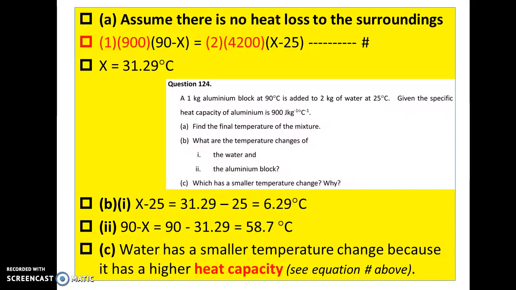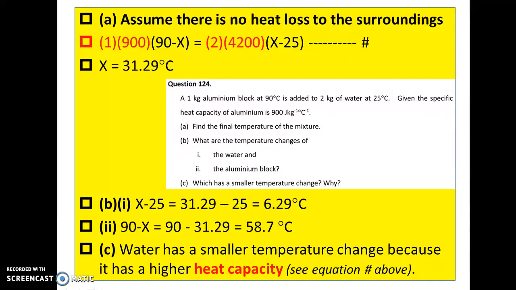Question 124. In this question, you have a hot aluminum block at 90 degrees Celsius, which is added to 2 kilograms of water at 25 degrees Celsius. So, it's not too difficult for you now to find the final temperature after their mixing, 31.29 degrees Celsius, in which we assume there's no heat loss to the surroundings.